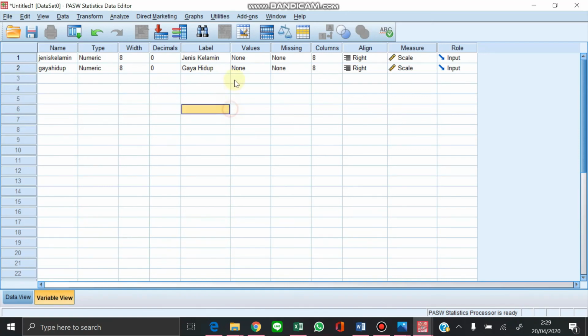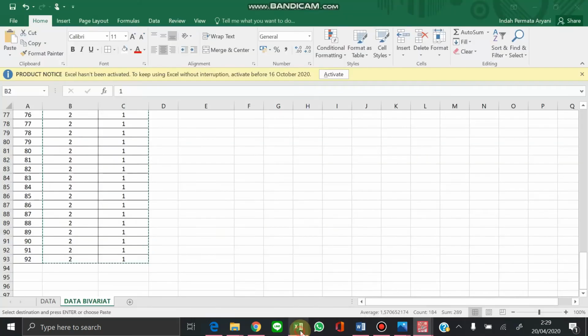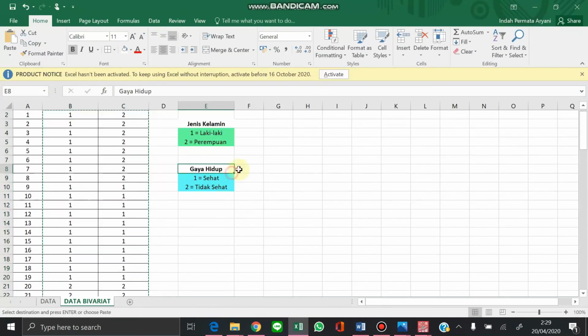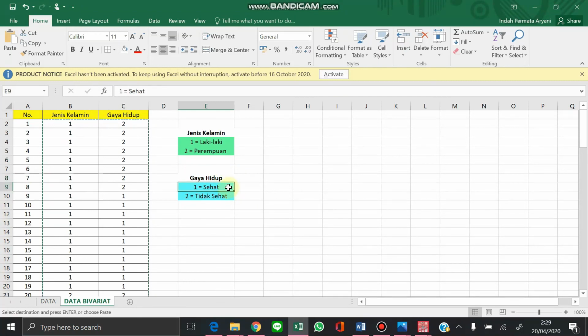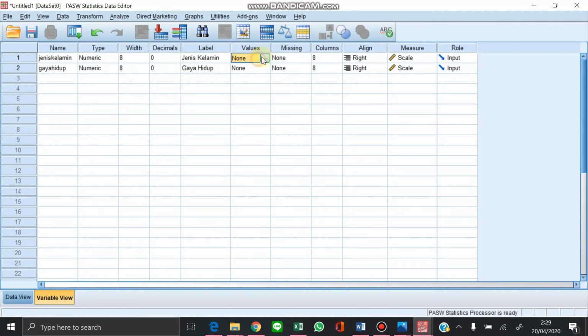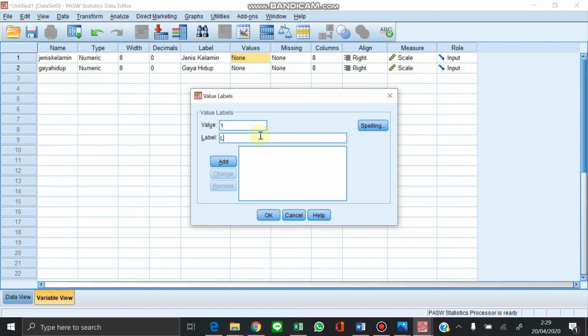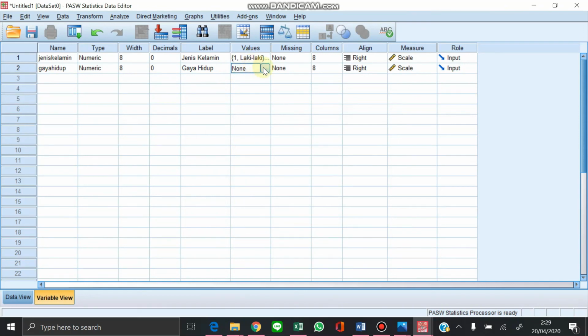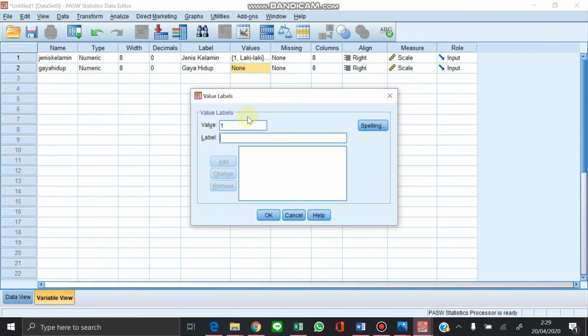For the value column, there are two variables, gender and lifestyle. The gender variable is divided into 2, 1 for male, 2 for female. In the lifestyle variable, there are 1 for healthy and 2 for unhealthy. Next, enter the values. 1 for male, 2 for female. Okay. 1 for healthy and 2 for unhealthy.